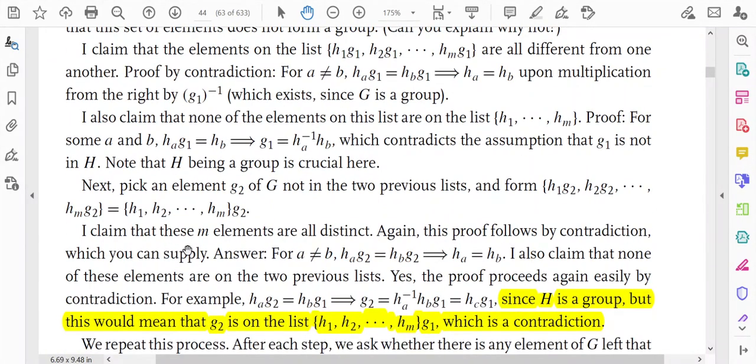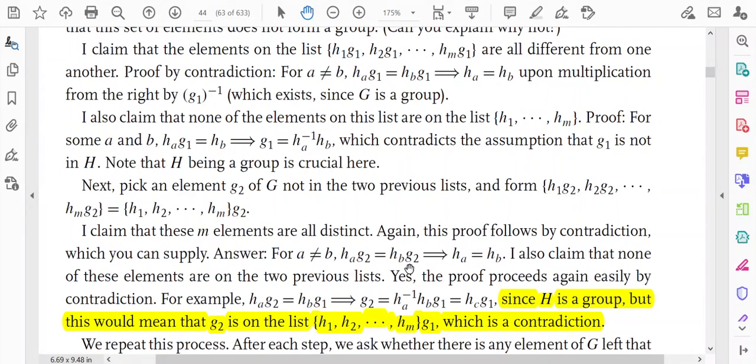And I also claim that these m elements that have been generated are all distinct, and we can prove this just like the previous way, that is by using the method of contradiction. So for a not equal to b, we are assuming ha g2 is equal to hb g2, thus ha is equal to hb, but this violates the assumption that the elements of H are distinct. So we have proved that these new elements are distinct elements.